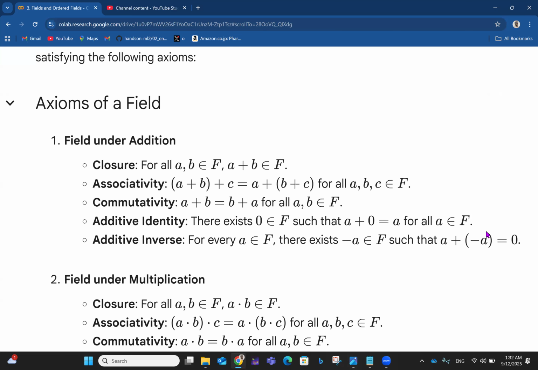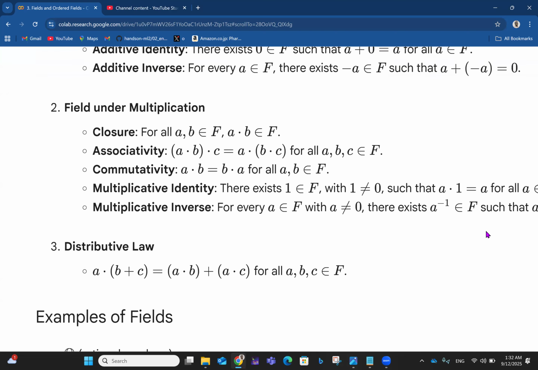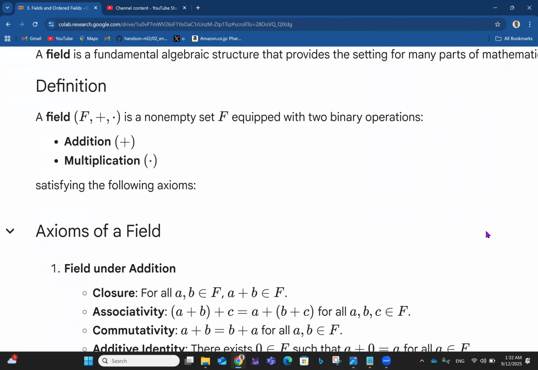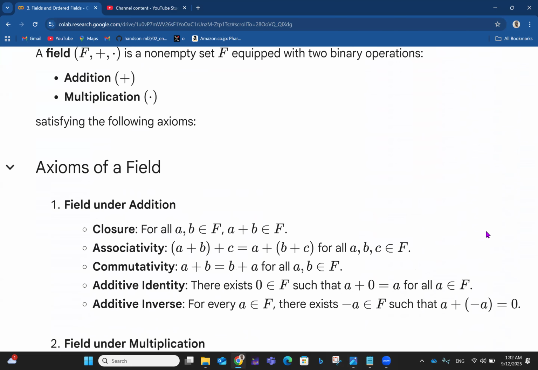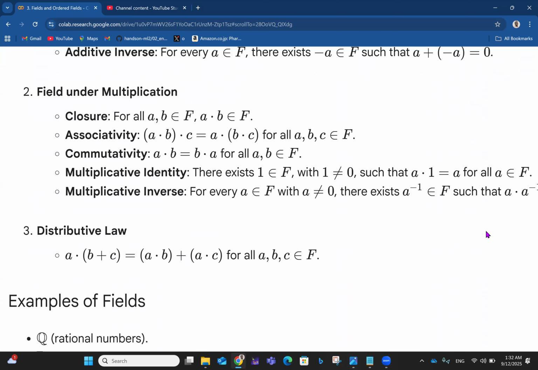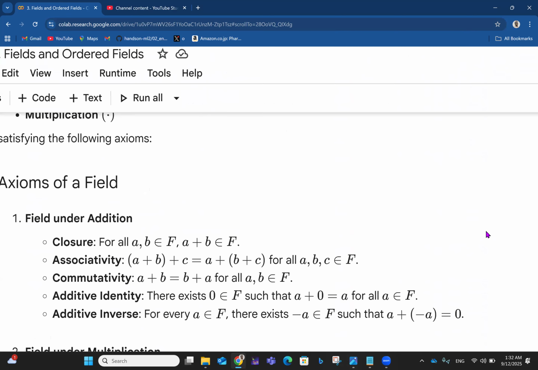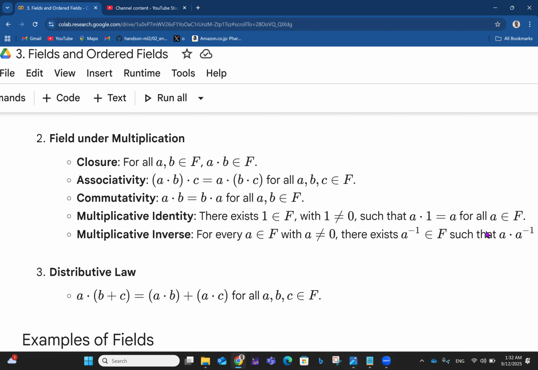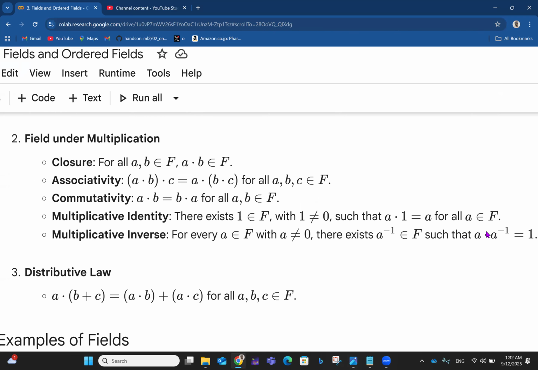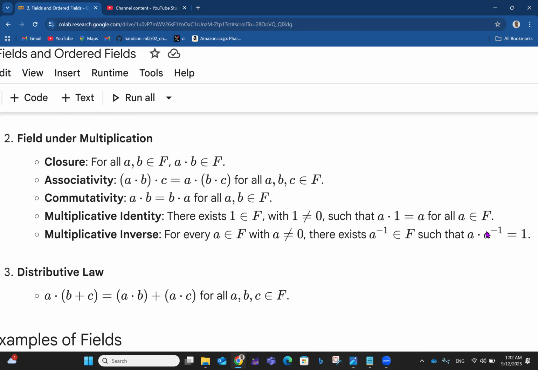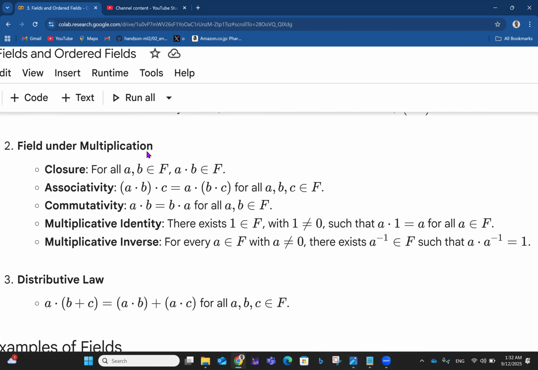That's under the addition operation. Then let's move on to multiplication. A field basically has three components: the set and two binary operations, addition and multiplication. Talking about a field under multiplication now, the axioms of a field under multiplication. Of course, again, we have closure. If you pick any two elements A and B belonging to the set F, and you multiply A and B, the result also belongs to the set F.